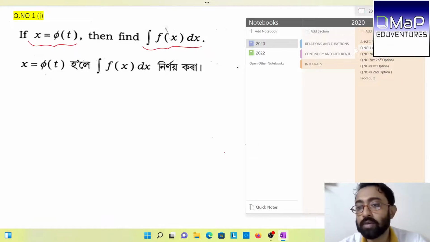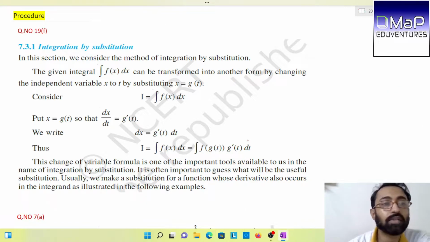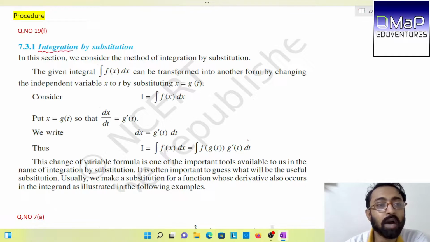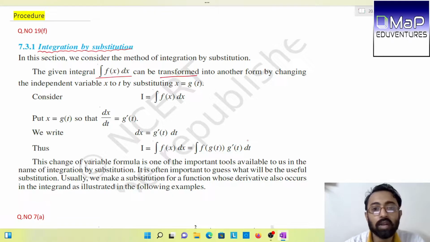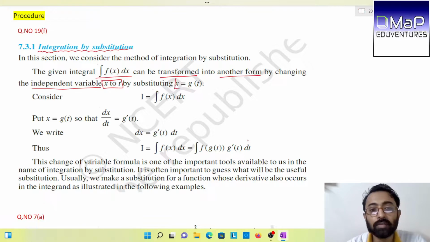Alright, so let us go to some basic concept. In the NCERT, integration by substitution part, it has been given crystal clearly that the given integration of f(x) dx can be transformed into another form by changing the independent variable x to t. Okay, we can change it from x to t by substituting x equals g of t.